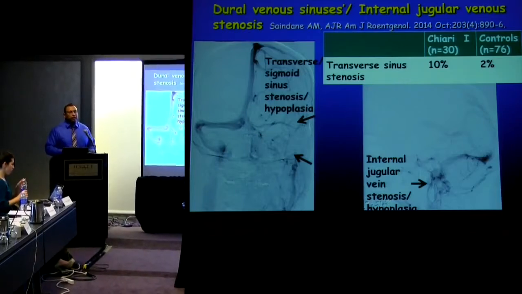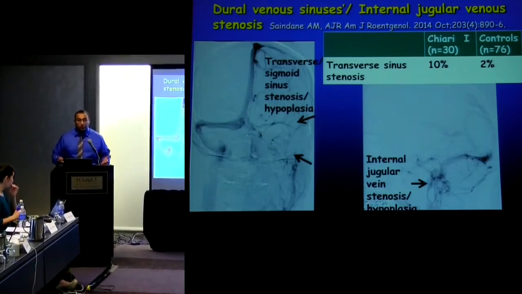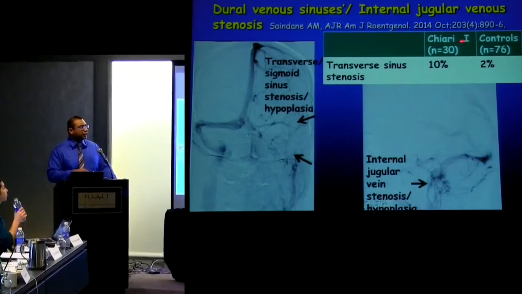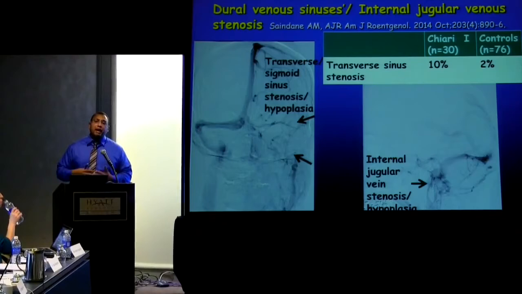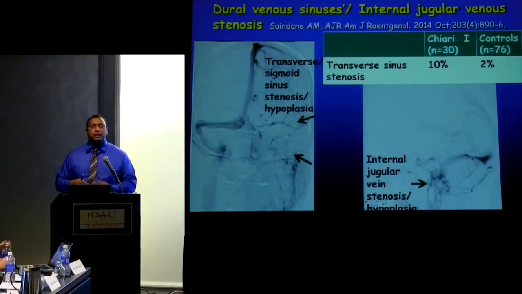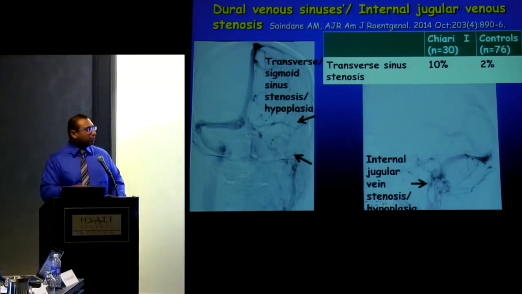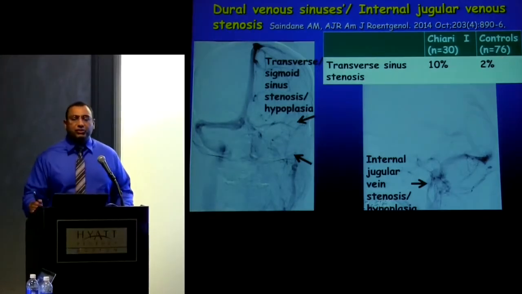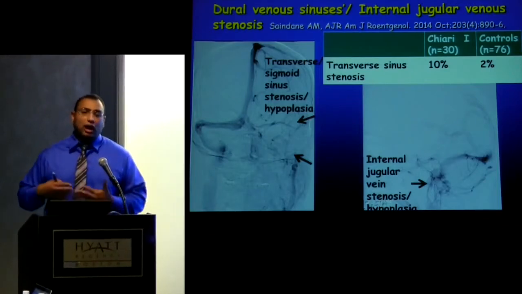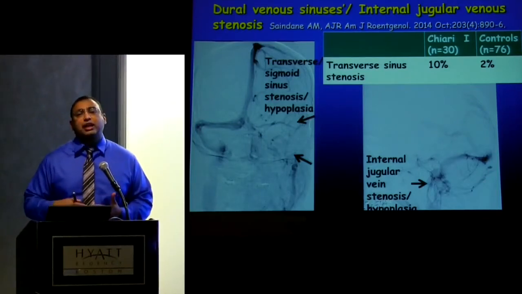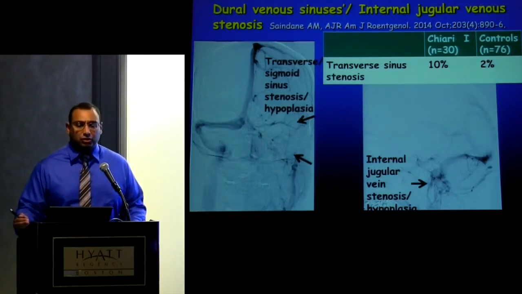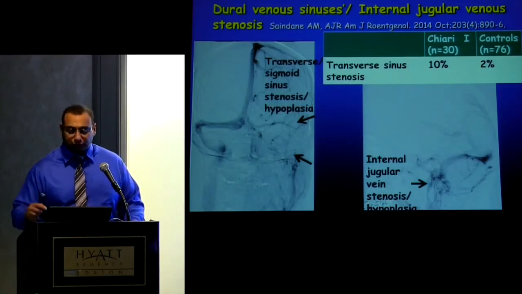Now, we also know that these findings can be seen in normal patients. There was a study that looked at patients with Chiari 1 malformation and the prevalence of transverse venous sinus stenosis and compared it to normal controls. If you look at the rate of venous stenosis, it's 5-fold higher in patients who have Chiari malformation. So it does suggest that there is a higher prevalence of such abnormalities in patients who have Chiari malformations.